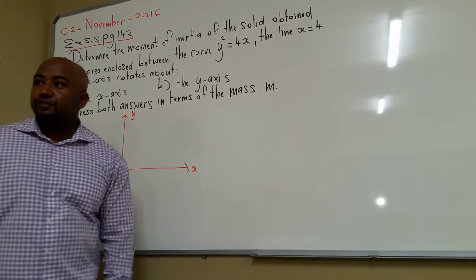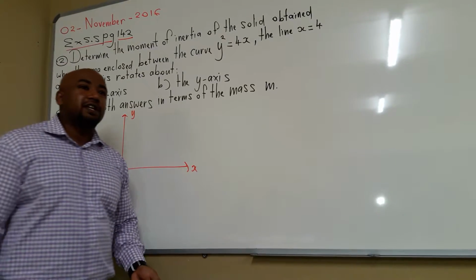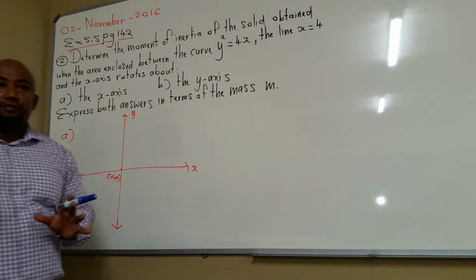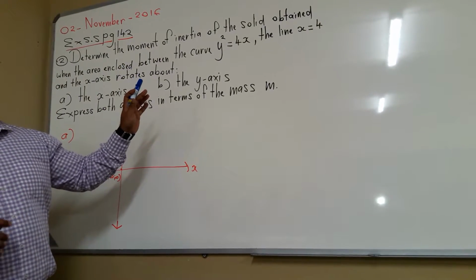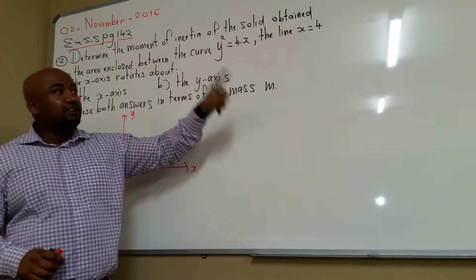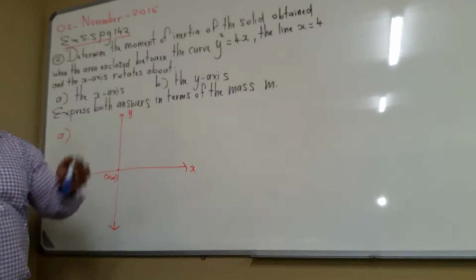Y squared is equal to 4x. By now, when it takes a few seconds to sketch this graph, you realize you check the standard form. X is equal to ay squared. A is positive. Your graph is facing the right. If a was negative, it will be on the left.